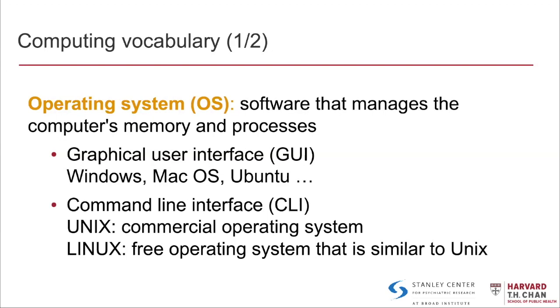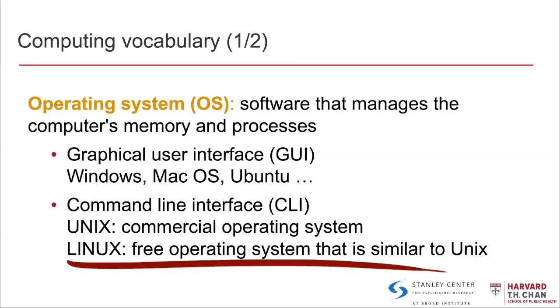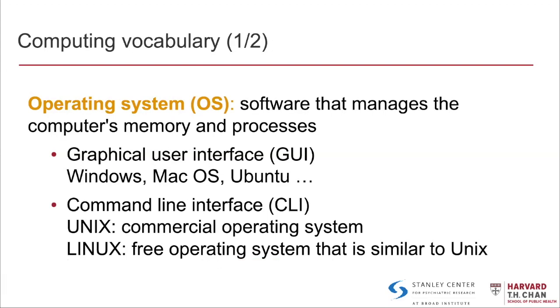But what we're interested in here is a command line interface. The most famous one is Unix, and this is a commercial operating system. And this is what, for example, is installed on your Mac terminal. And then you have Linux, which is a free operating system that is similar to Unix. And so in some graphical user interfaces, such as Ubuntu, which is free, you're going to have a Linux command line interface.